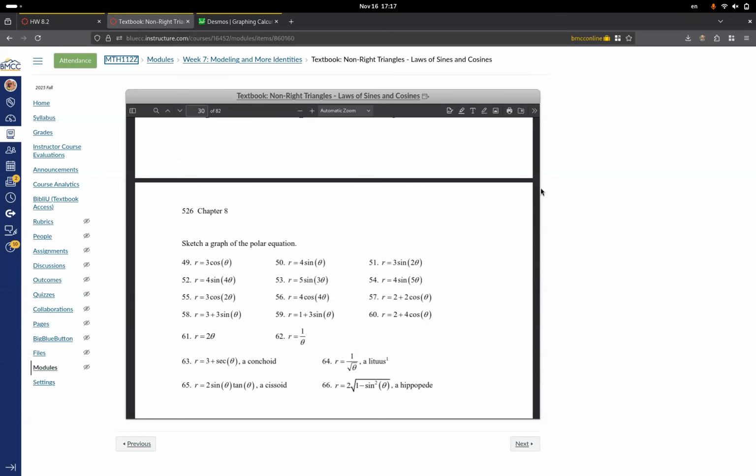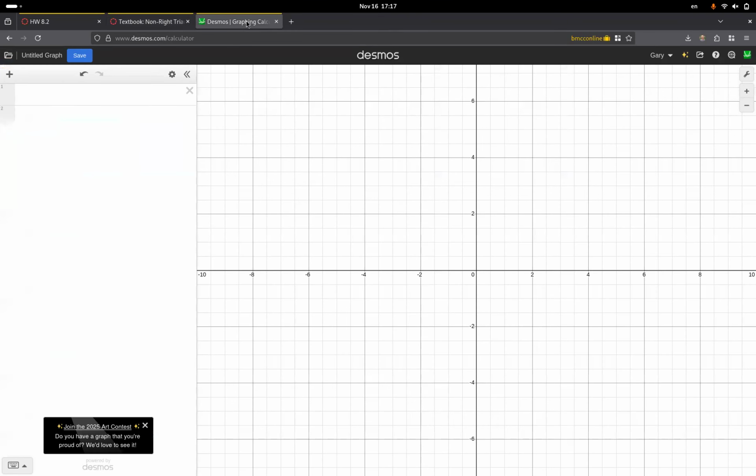I want to demonstrate a fun way to explore polar graphs using the Desmos graphing calculator. So I'm going to pick on number 53 here from the textbook, r equals 5 sine of 3 theta. What I want to do is be able to trace an endpoint as theta goes from, say, 0 to pi. To make that happen, I first need to create a variable to trace with.